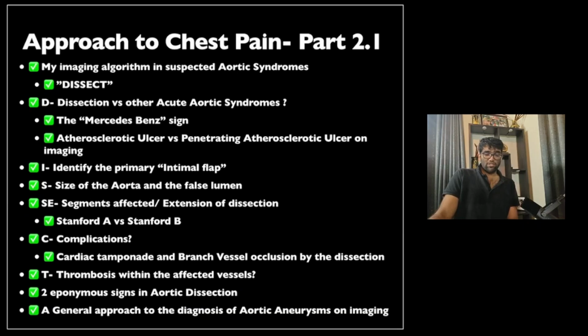Then finally, I talked about a general approach to the diagnosis of aortic aneurysms on imaging, which is not strictly related to acute aortic aneurysms, but requires to be discussed under this heading because of how aneurysms can result in dissections and vice versa. So thank you for watching.